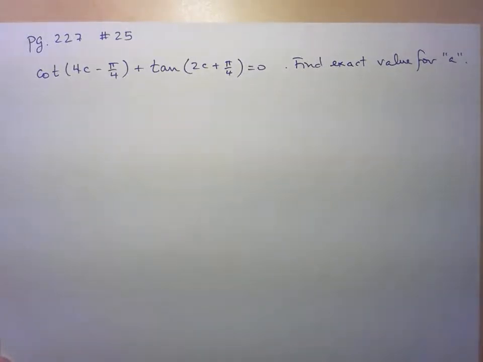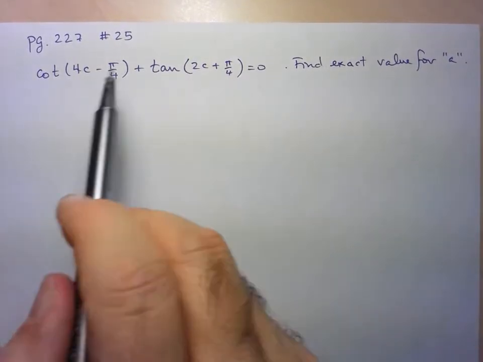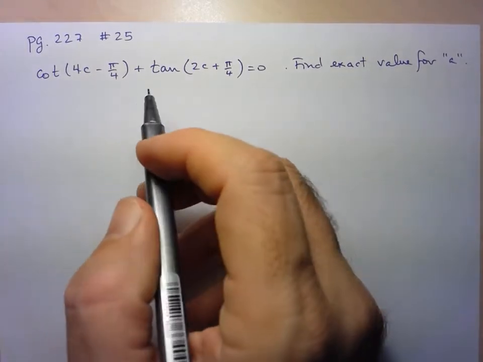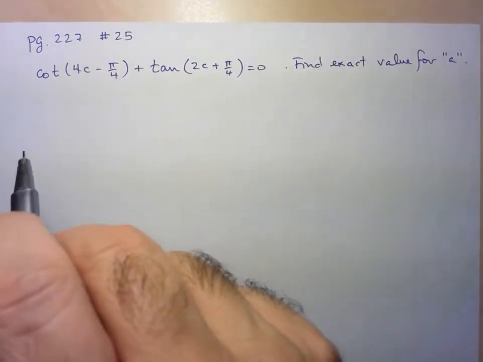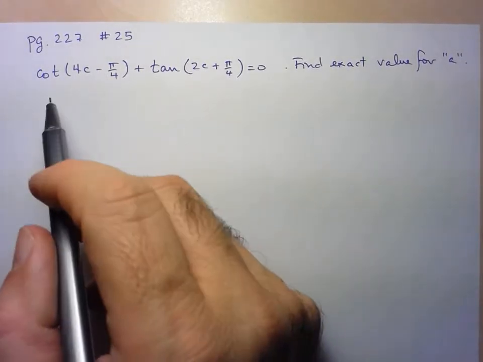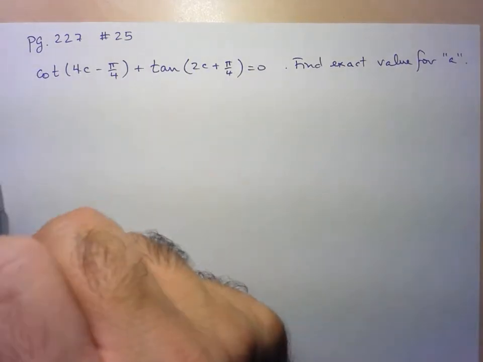Hi folks, this is number 25 from page 227. So they're asking us to find a solution for this trigonometric equation here. And while we often like having everything to one side and the other side equaling 0 when we're solving a trigonometric equation, there's not really too much we can do here, because even if I switch this over to a tan value, I don't have the same inputs.